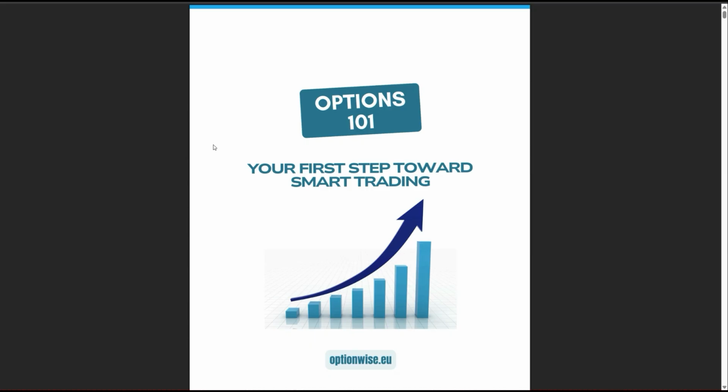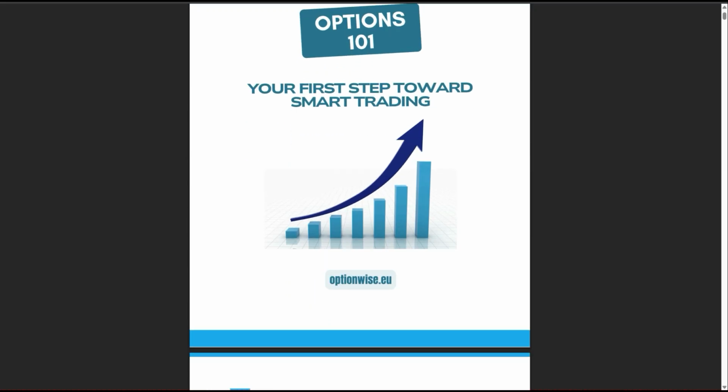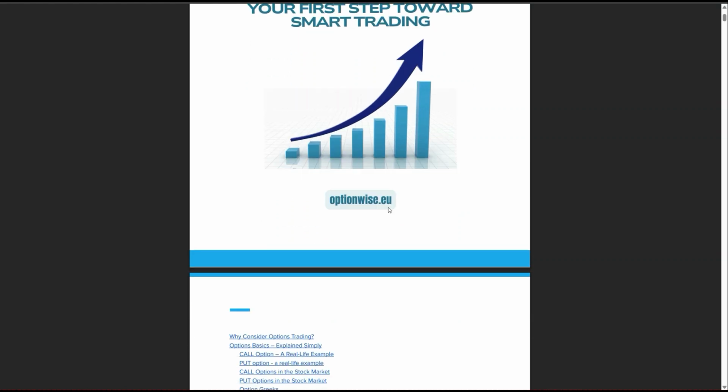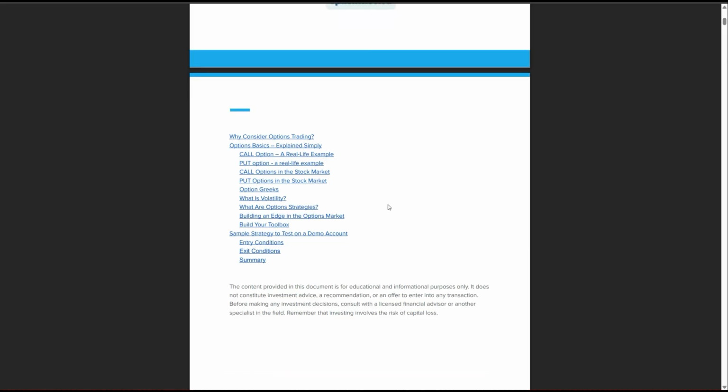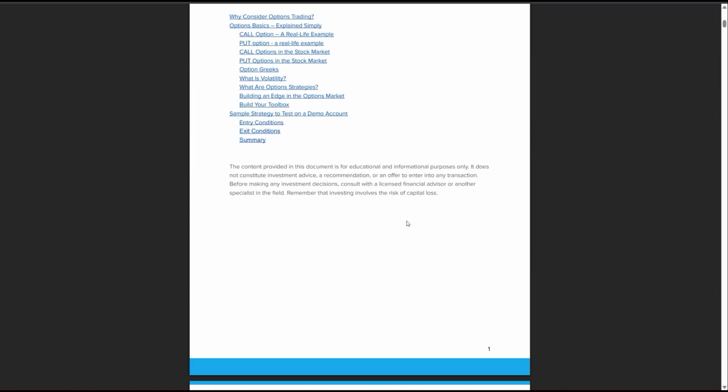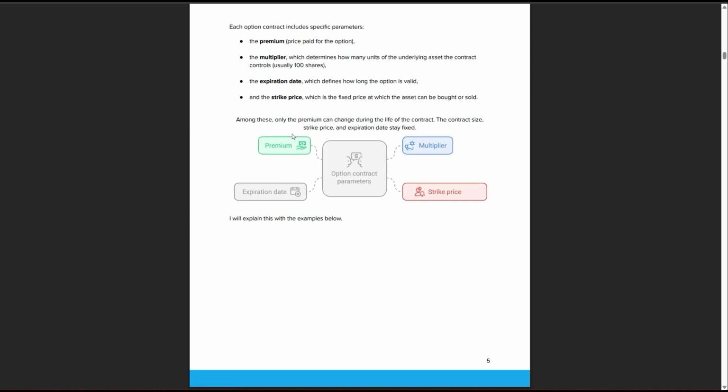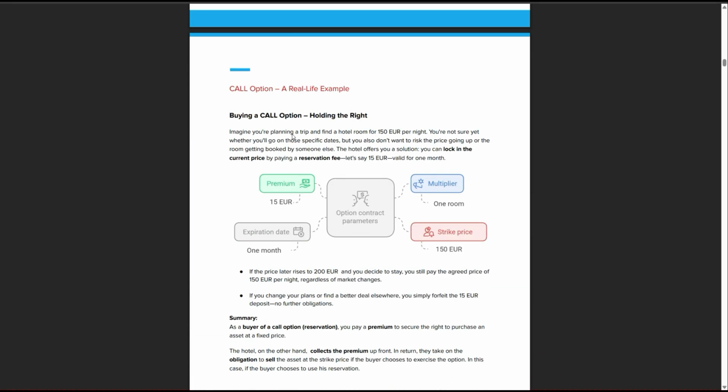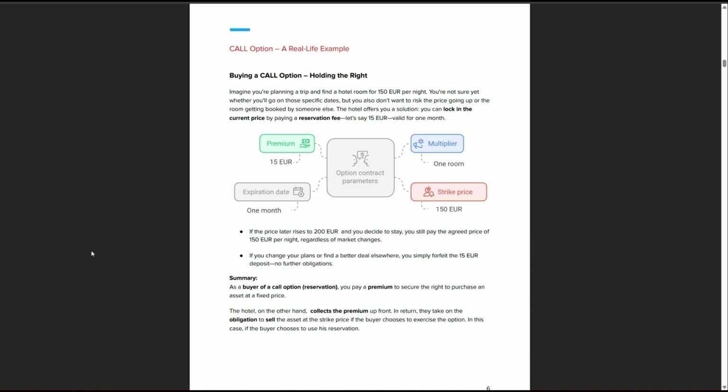Inside the ebook, I cover the essential theory. There is a clear and simple explanation of put and call options from the perspective of both the buyer and the seller. I also introduce the option Greeks and the concept of volatility in basic terms. Of course, this is not meant to be an exhaustive guide, but it gives you a solid foundation that is enough to start practicing confidently on a demo account. For some topics, you will also find links to specific videos on my YouTube channel, so you can dive deeper and expand your knowledge further.